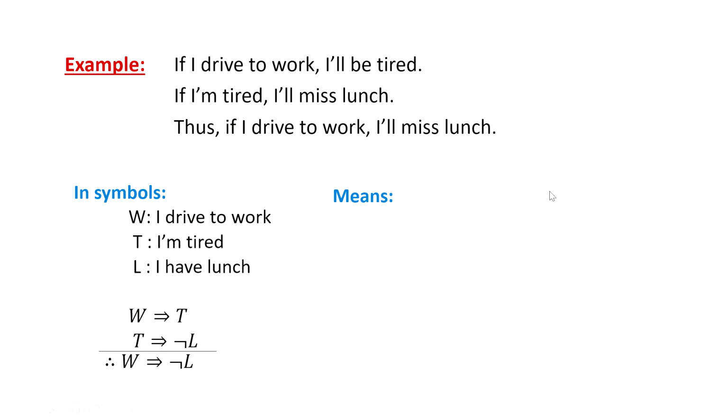It says that if I drive to work, I'll be tired. And if I'm tired, then I'll miss lunch. And both of those together, notice the "and", implies the conclusion of if I drive to work, then I'll miss lunch. Okay? So this here's the idea behind how you verify some logical structure when you're looking at proofwriting.